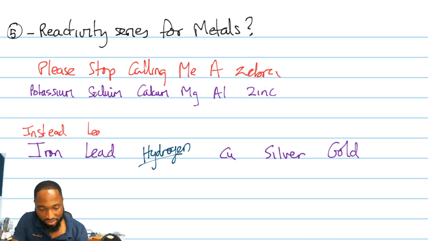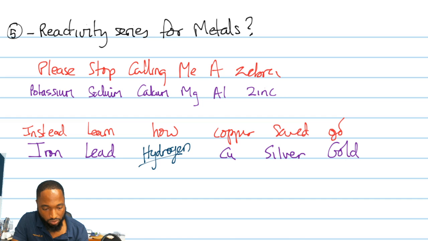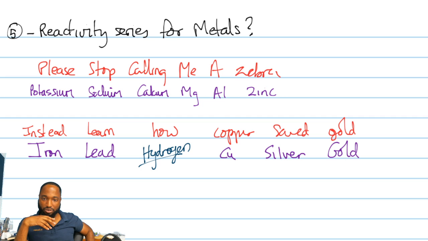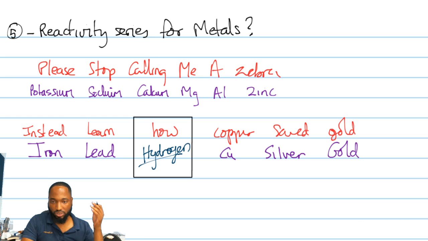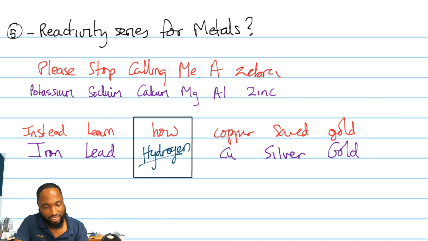How copper saved gold. So that's the reactivity series. This is important for the next set of things that we're going to learn. So that hydrogen will confuse people? I don't think so. I'm going to put it in a box then, right? The hydrogen is important in the series to know what could displace hydrogen from the dilute acids. So please stop calling me a zebra. Instead, learn how copper saves gold. We can live with that. Potassium, sodium, calcium, magnesium, aluminum, zinc, iron, lead, hydrogen, copper, silver, gold. This is a nice CSEC list, right?